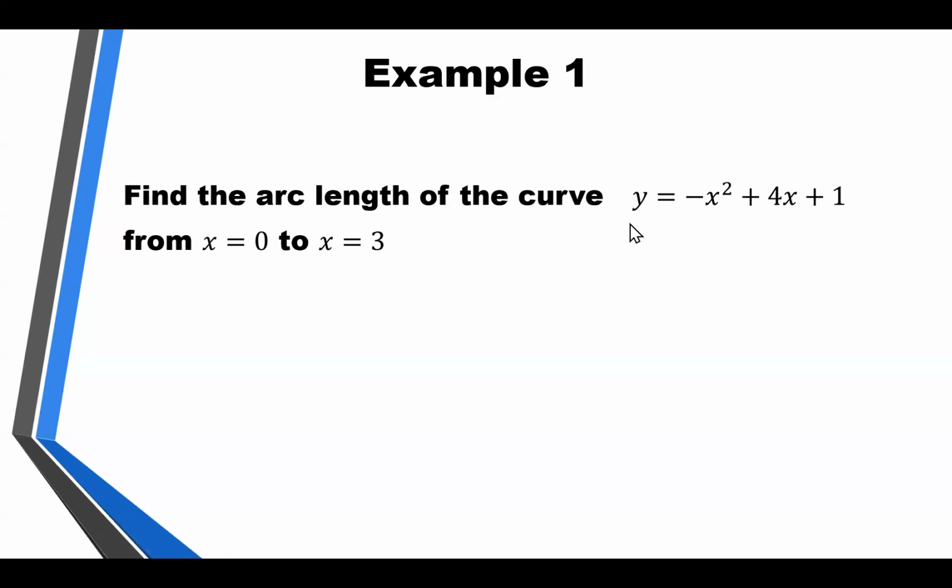So let's calculate the actual arc length of that parabola pointing down from an x value of 0 to an x value of 3. We have y equals negative x squared plus 4x plus 1, and we want to find the arc length of that curve from x equals 0 to x equals 3.